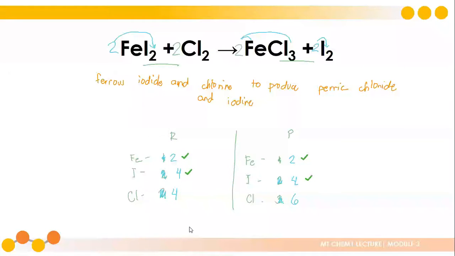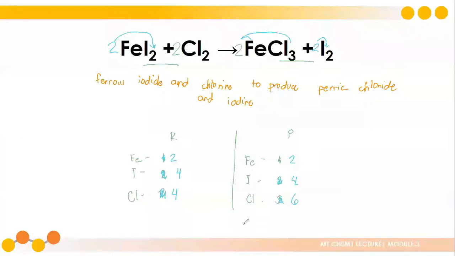But chlorine is still not balanced. What you need to do now is continue to add or change the coefficient. Let's take a look at this one. We have to adjust the reactant side because it's much lower than the product side, and we can only add.